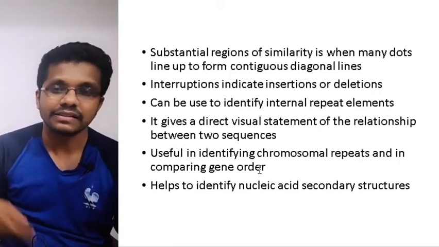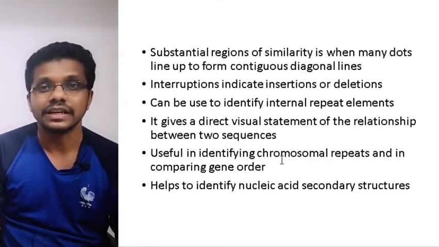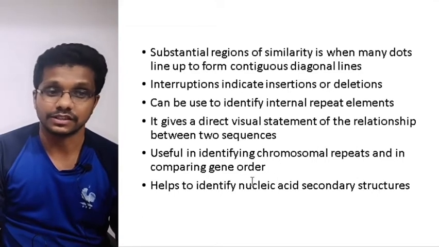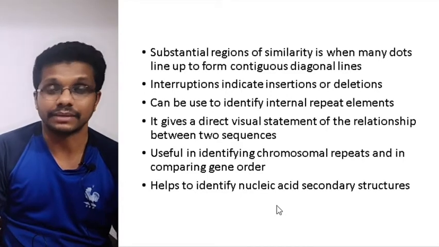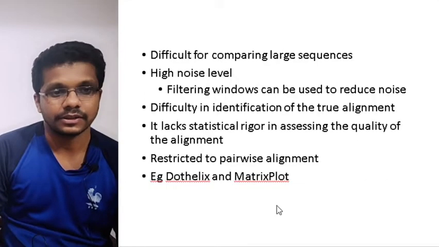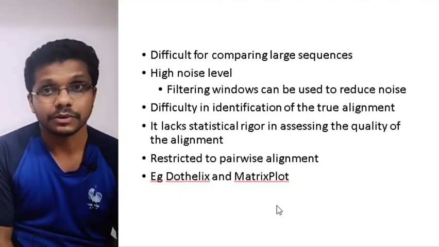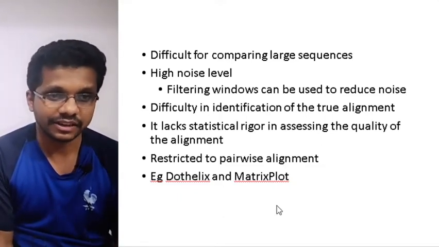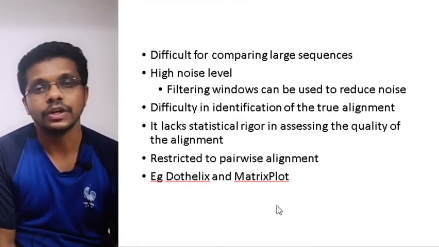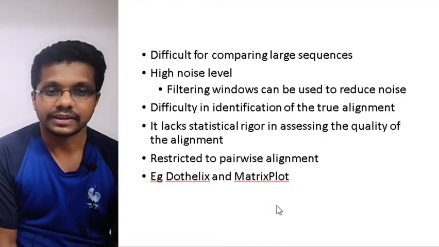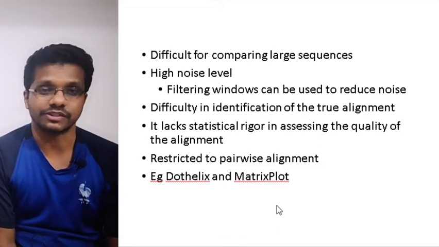But this method cannot be used efficiently in bioinformatics, because it is more of a visual, graphical method rather than a statistical method. In this method, it is very difficult to compare large sequences, because making large graphs is difficult, and the noise level is high. If you are not using a filtering window, the noise level is very high, and so in large sequences it is difficult to find the true alignment between two different sequences.